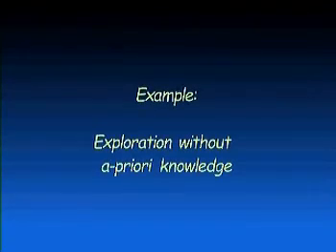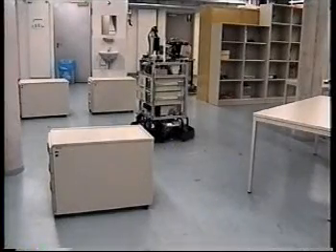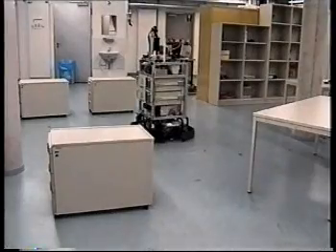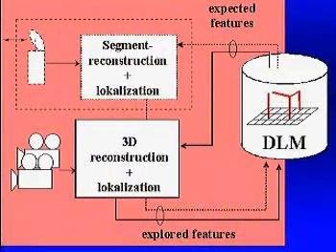The following example shows the robot exploring an unknown environment. It acquires the initial data about the environment in a 360-degree turn, compensating the limited field of view. The acquired data needs to be filtered in consecutive frames.